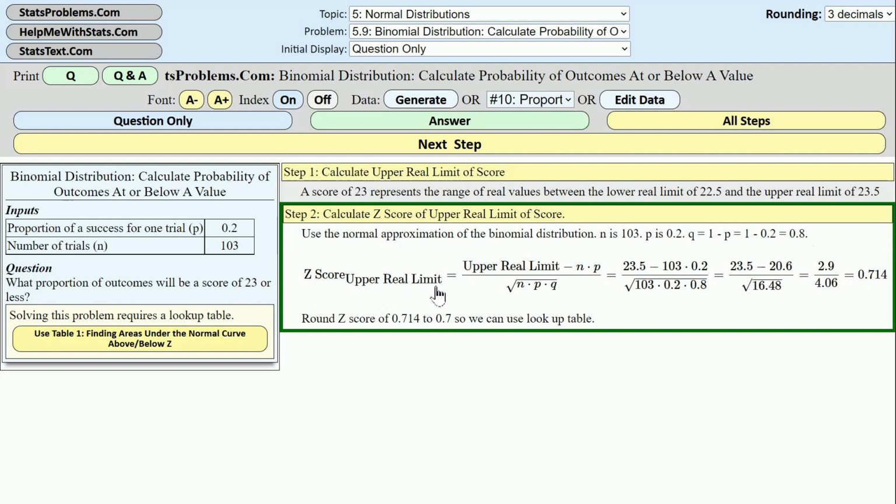The z-score of the upper real limit equals upper real limit minus n times p divided by the square root of n times p times q. With these data, equals 23.5 minus 103 times 0.2 divided by the square root of 103 times 0.2 times 0.8, which works out to 23.5 minus 20.6 divided by the square root of 16.48, which works out to 2.9 divided by 4.06, which works out to 0.714. Our table uses z-scores with 0.05 between entries, so we round the z-score of 0.714 to 0.7.